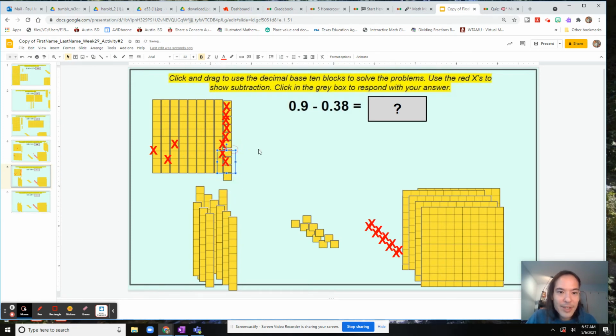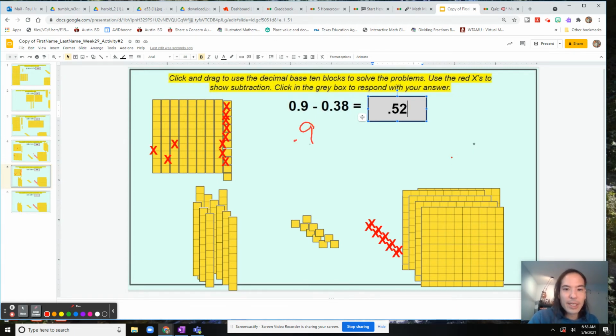All right, so I took away 3 tenths and 8 hundredths. That left me with 5 tenths and 2 hundredths. So if I'm writing 5 tenths and 2 hundredths, both of those are on the right side of the decimal point. Let's go ahead and make sure that our math is correct.